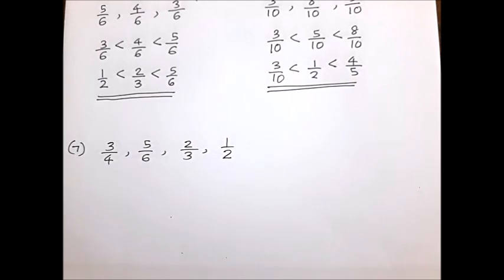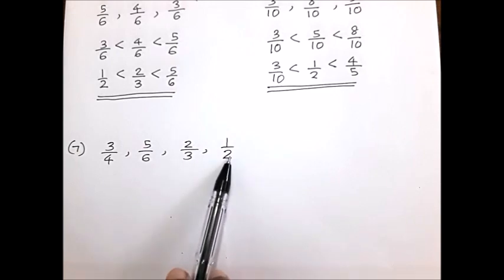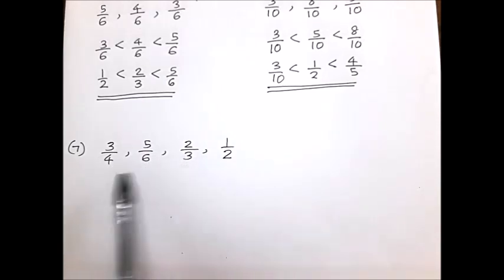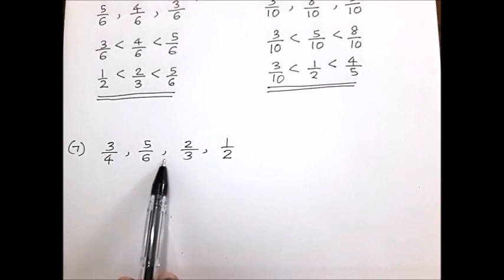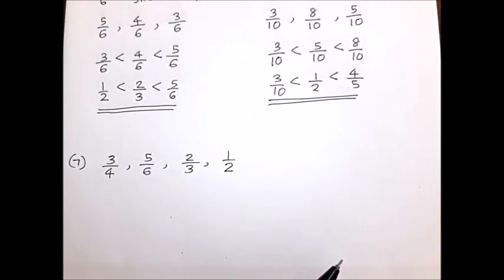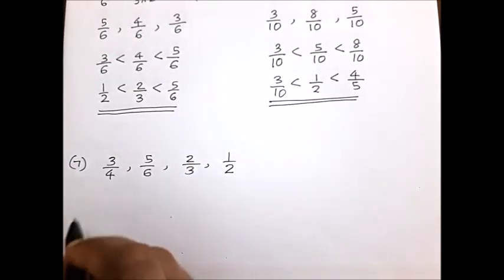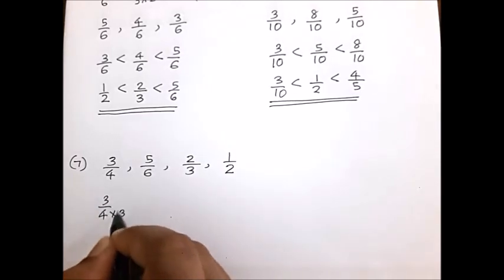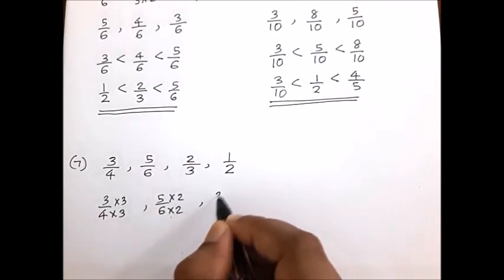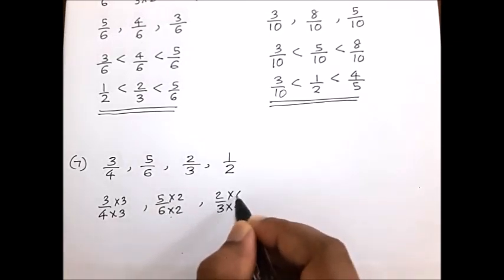Now look at this example. 4 fractions to compare. Denominators 4, 6, 3, 2. What is the same denominator? You can convert all 4. You can convert all into 12. Multiply this one by 3. Multiply by 2. Multiply by 4. Multiply by 6. Here you have to multiply all 4 fractions to convert the denominator into 12. 3 over 4 multiplied by 3. 5 over 6 multiplied by 2. 2 over 3 multiplied by 4.